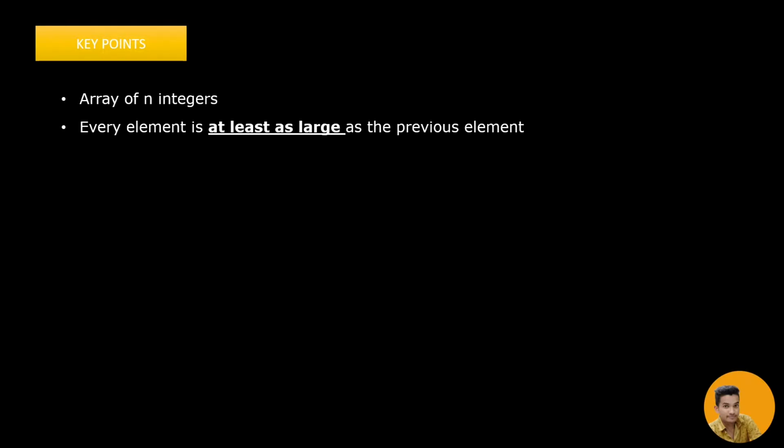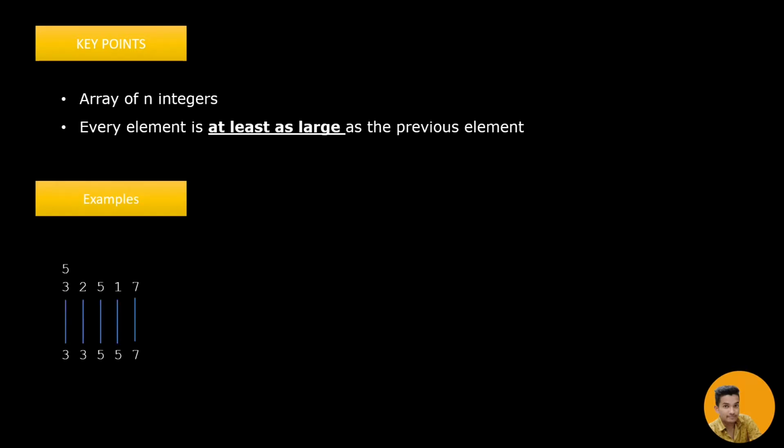The key point in this question is that we will be given an array of n integers, and then we need to modify the array such that every element is at least as large as the previous element. As an example, we will be given 5, which means we are going to have 5 numbers in the array. Then 3 2 5 1 7 will be provided here. Now we need to modify this array such that every element is at least as large as the previous element.